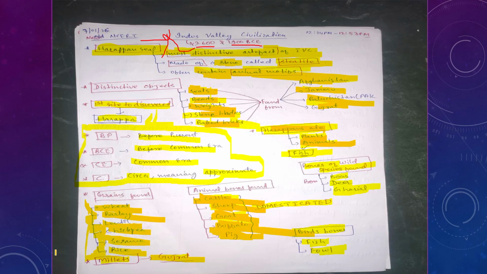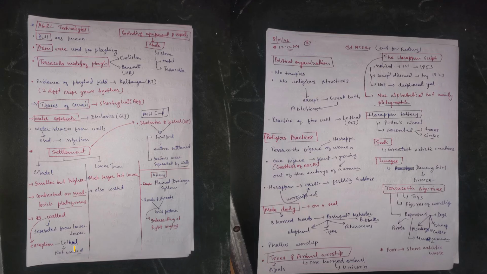Okay, so let's move to the next. Let us talk about the agriculture technologies. The bull was known to them, and oxen were used for agricultural purposes to plow the field. So bull and oxen were known. Now terracotta models of the plow were prevalent in Cholistan and Banawali in Haryana. Now what is Cholistan?